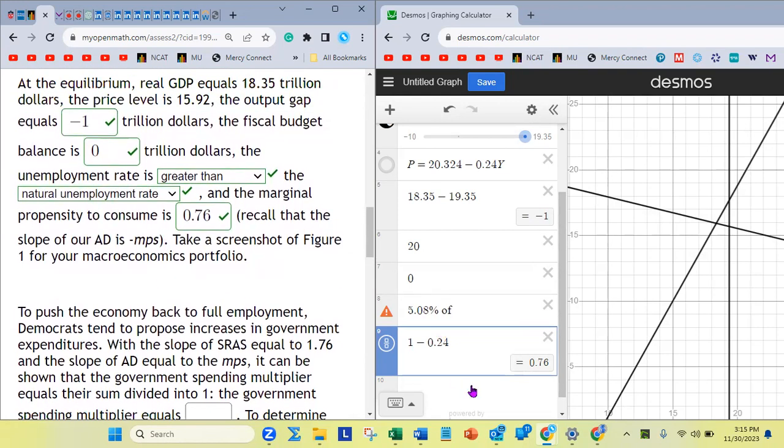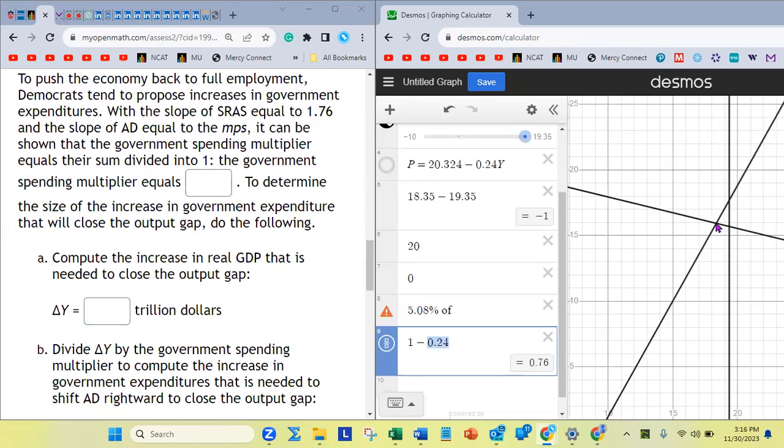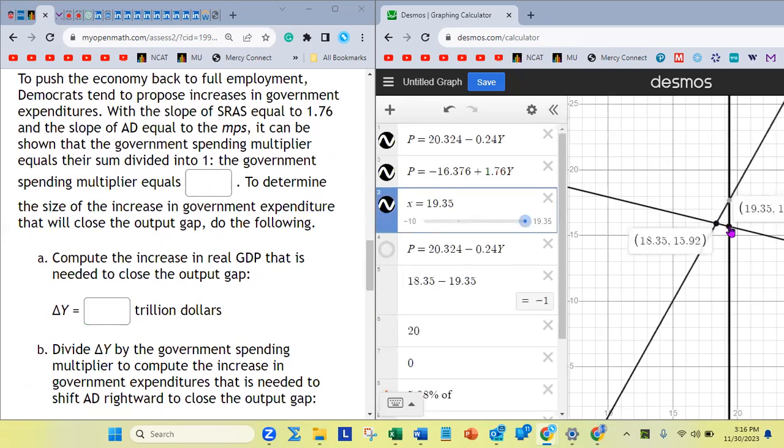Okay. So if I'm given $1 of disposable income, tax-free, I'm going to save 24 cents and spend 76 cents. Now, because GDP is 18.35 instead of 19.35, we want to push the economy back to full employment. And Democrats tend to propose increases in government expenditures to do that.